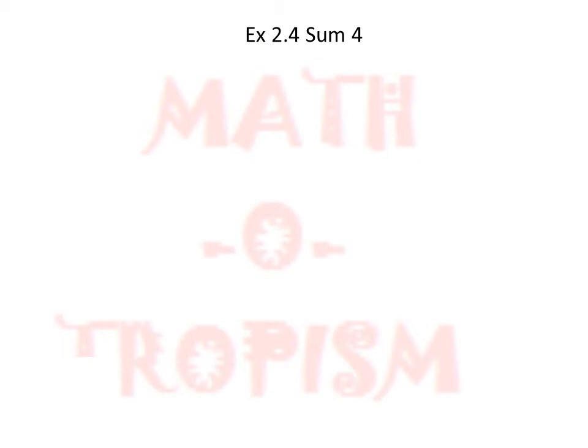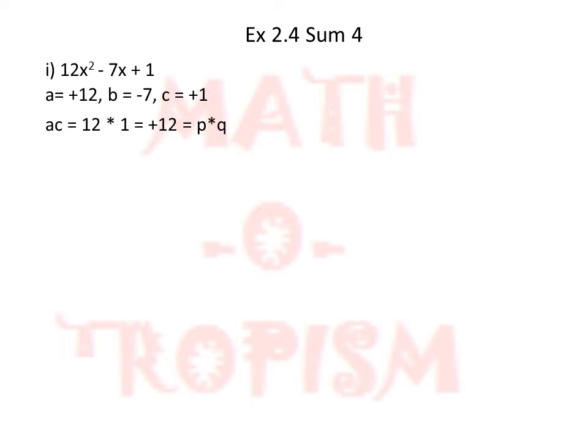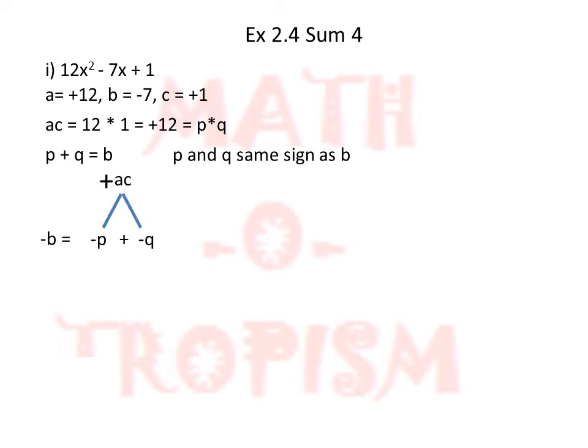So the first sum is 12x square minus 7x plus 1. Here a is plus 12, b is minus 7, and c is plus 1. So what is AC? AC is 12 into 1, which is plus 12. Now I have to split 12 into two factors P and Q in such a way that, since AC is positive, P plus Q will give me B, and all three, P, Q and B, will be of the same sign. So first I am going to split the 12 into its factors.